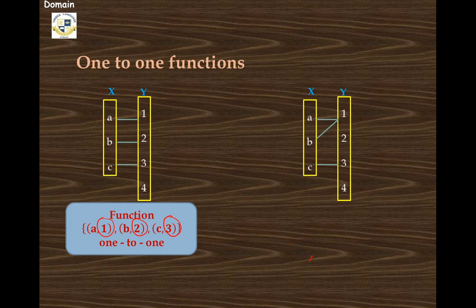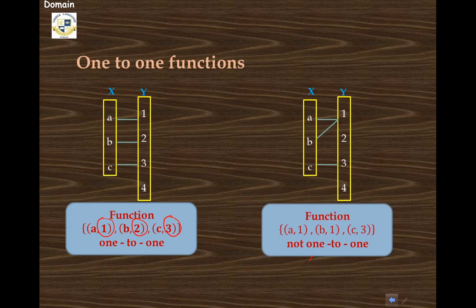The second function, its ordered pairs are (a,1), (b,1), (c,3). Take care. The number 1 of set Y repeated twice in the ordered pairs of the function. Then the second arrow diagram represents a function, but this function is not a one-to-one function because there is an element in set Y repeated twice in the ordered pairs of the function.